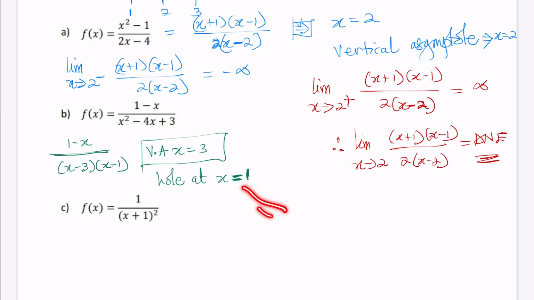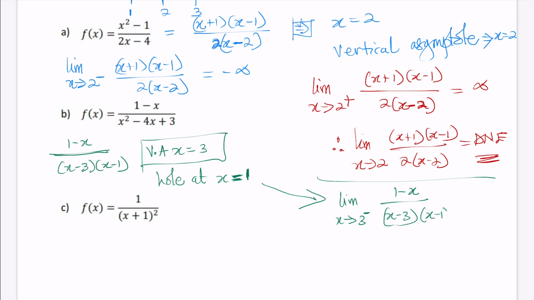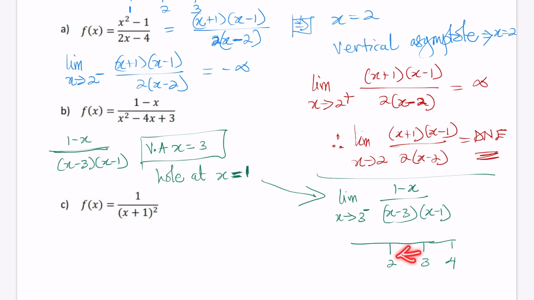And for that matter, we are going to find the limit as x approaches 3 from both the left and the right of 1 minus x divided by (x minus 3)(x minus 1). So again, if I consider the number line, I have 2 here, I have 3, I have 4. So I'm picking a number on the left of 3, which will be here. So I'm picking 2.9.